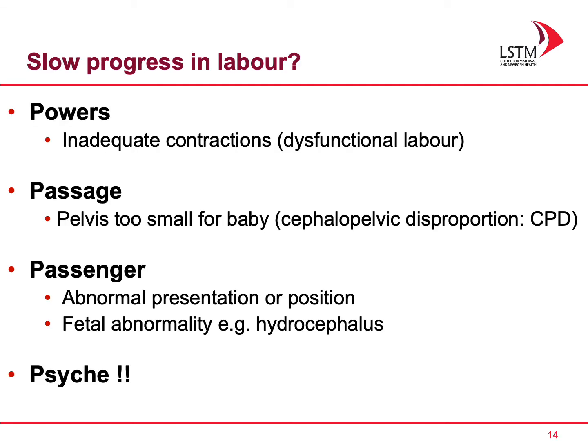So, how can we assess the cause of slow progress in labour? It could be the powers, and by that I mean that there's been inadequate contractions leading to a dysfunctional labour. It could be the passage, where the pelvis may be too small for a baby. There may be a degree of cephalopelvic disproportion, CPD, or it could actually be the passenger, or the baby lying in an abnormal presentational position, or perhaps the baby has a fetal abnormality, a large head, such as hydrocephalus, or it could be the psyche of the mother. She might be a frightened, anxious woman.